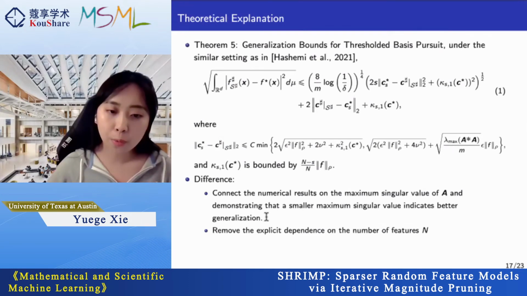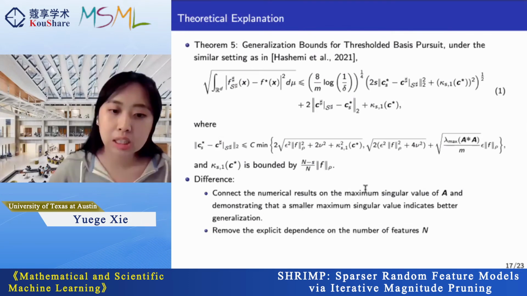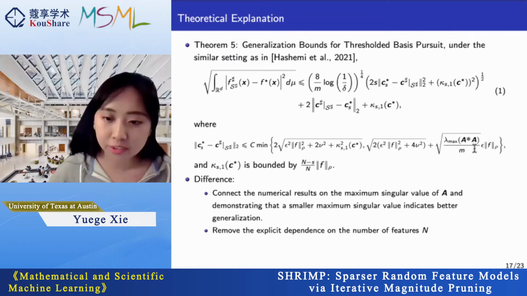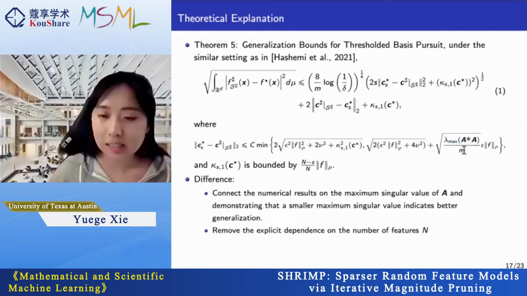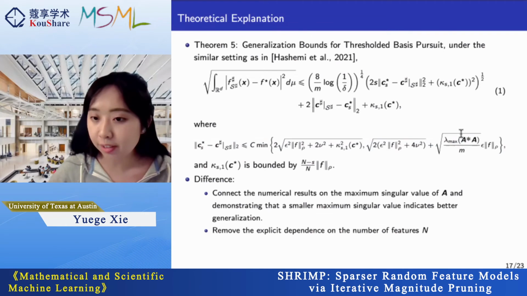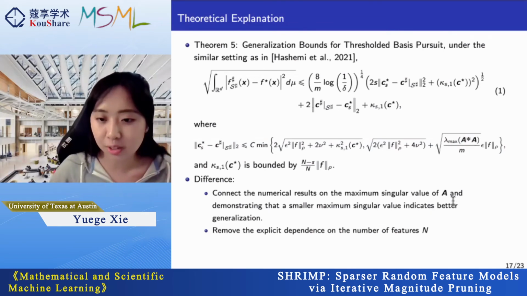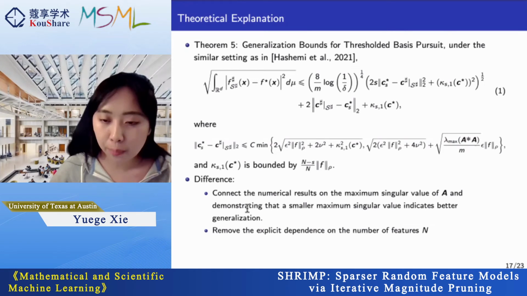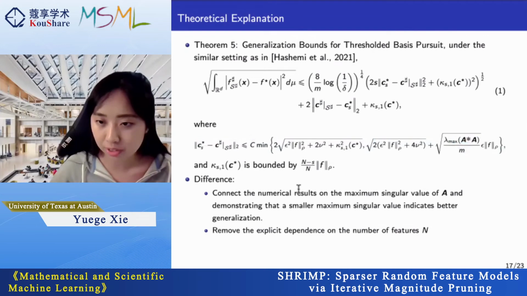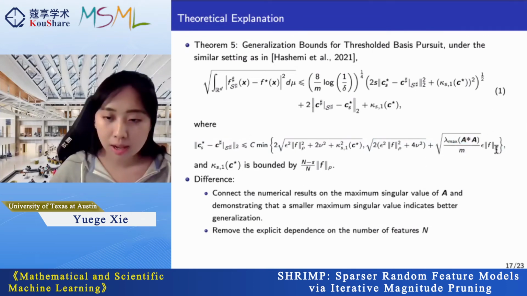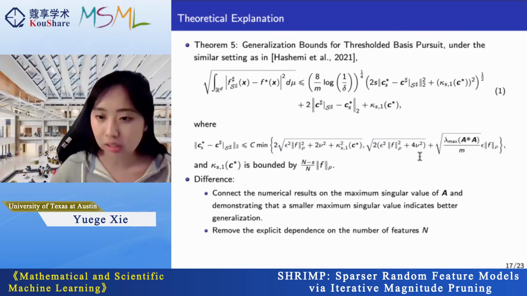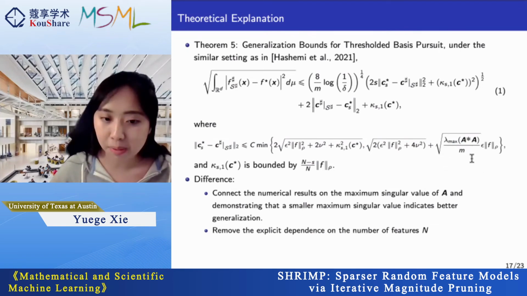First, we connect the numerical results on the maximal singular value of A. As you can see the term here, we have the explicit expression on the eigenvalue of A transpose A, that corresponds to the singular value of A. And also we demonstrate that a smaller maximal singular value indicates a better generalization. And I will talk about that we also have expectation bound on the Gram matrix, the minimum and maximum eigenvalues of the Gram matrix as well.